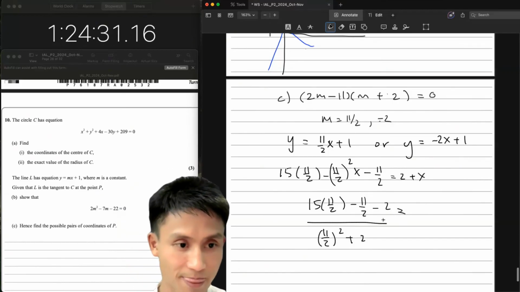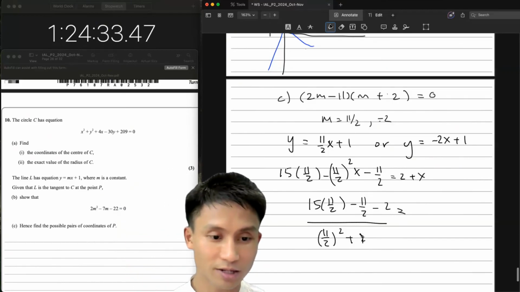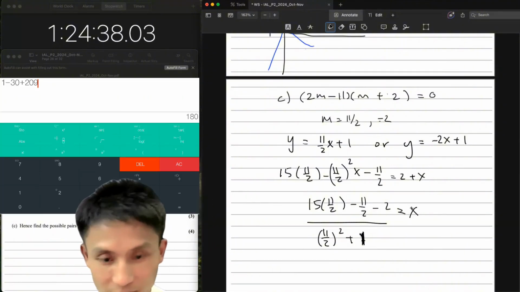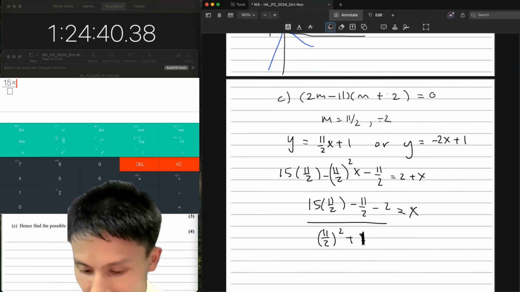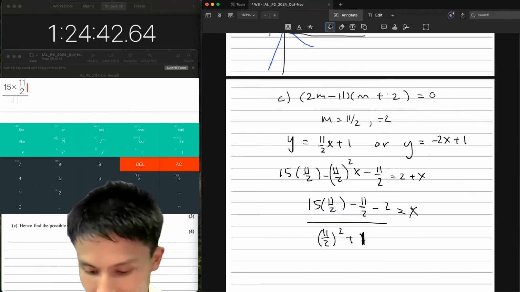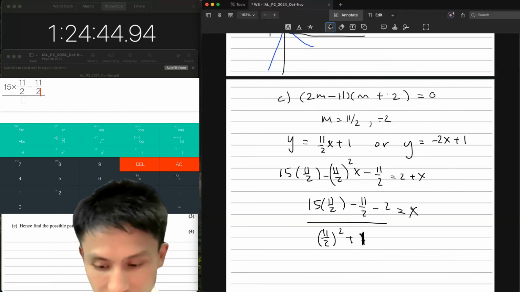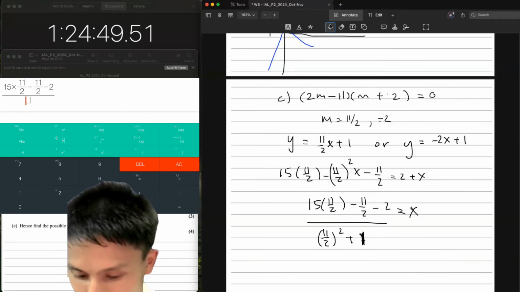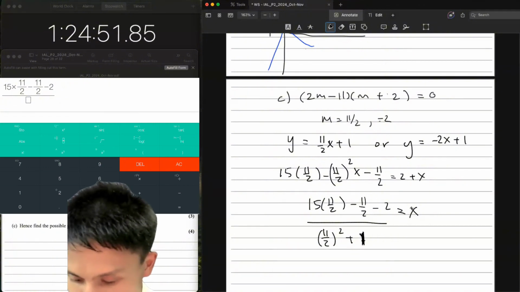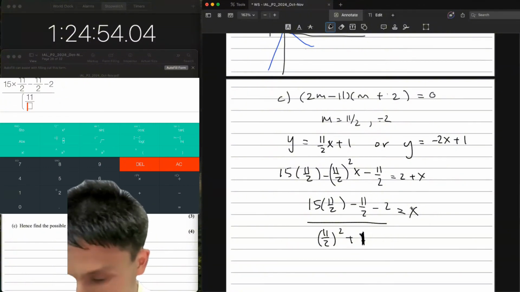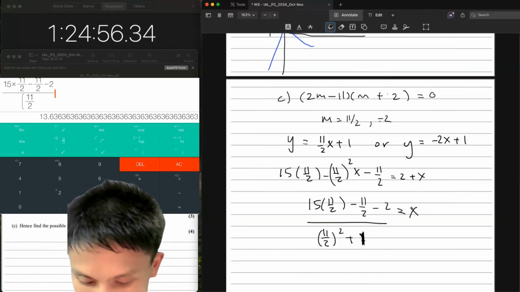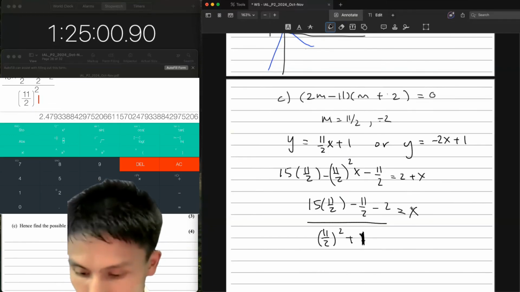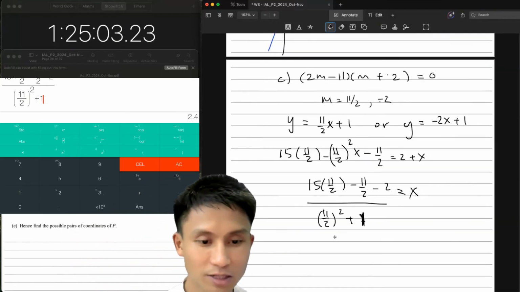Just checking. This should be a 1 instead. Yeah, just 1x. All right, so that's my first x in a fraction. 15 times 11 over 2 minus 11 over 2 there. I'm going to do badly in this paper, guys. Plus 1. So this is 2.4, magically.